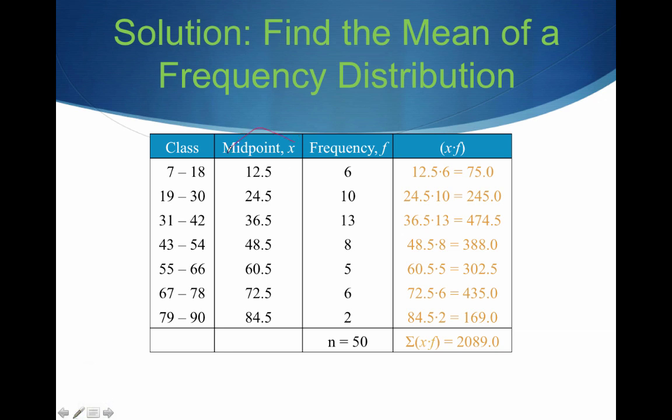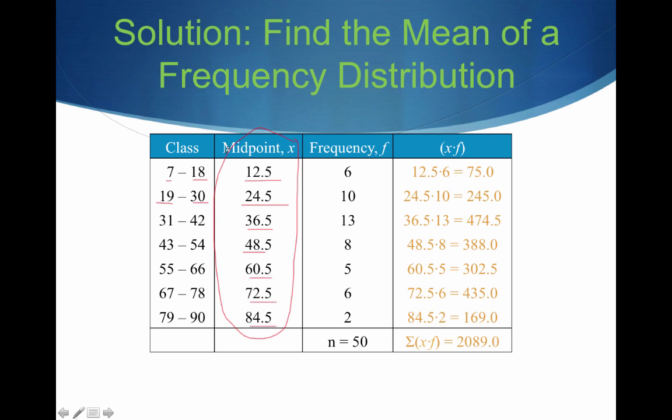Right? So I create this column, and I'm going to calculate the midpoint by adding, for the first one here, I'll add 18 and 7, which is 25, and divide it by 2 to get 12.5. I add, again, the upper limit 30 to the lower limit 19 in my second class, divide that by 2, so divide 49 by 2, and I get 24.5. And I continue doing this for each class. Okay?